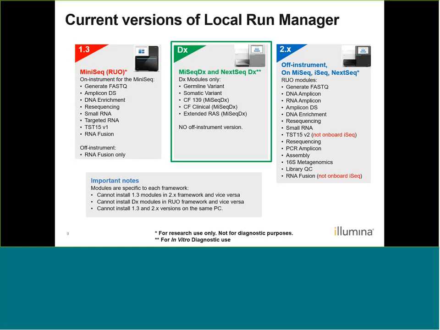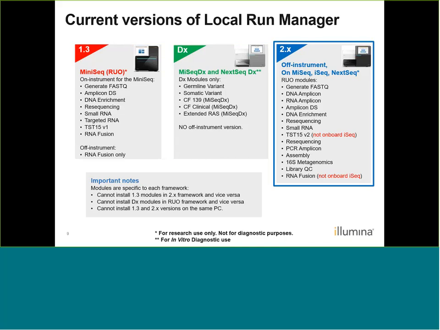There are two DX versions for either the MiSeq DX or the NextSeq DX installed on the DX drive while the instrument is running in DX mode. This only supports the DX modules, so there's a germline variant and somatic variant module available for both. Then the MiSeq DX can also run the cystic fibrosis modules and the extended RAS panel. There is no off-instrument version for the DX LRM.